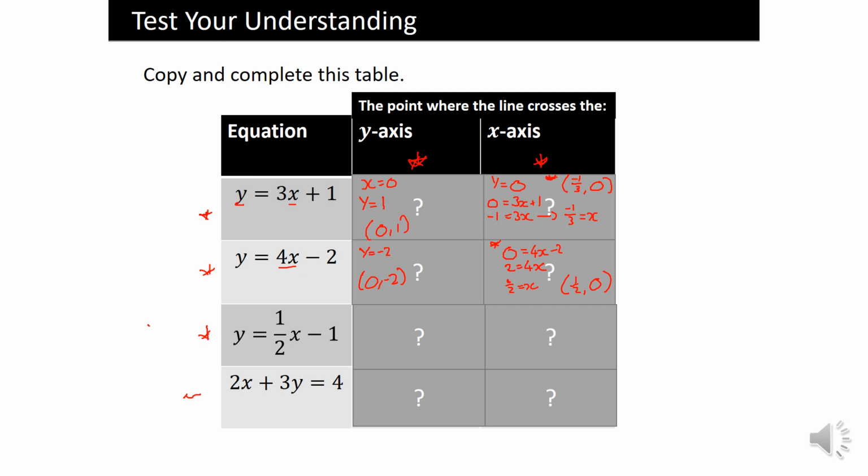Okay, so this one, we're setting x equal to 0 again for the first one. So we just end up with y equals -1. So our coordinates would be 0, -1.